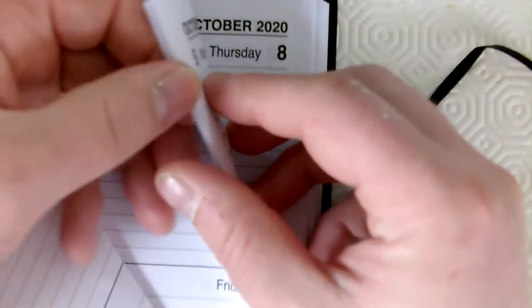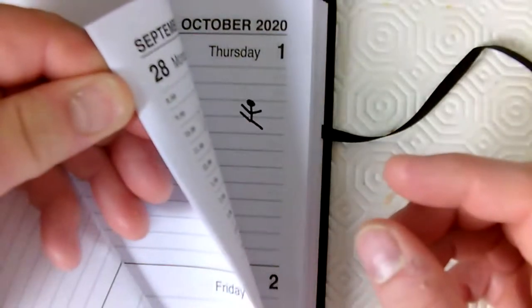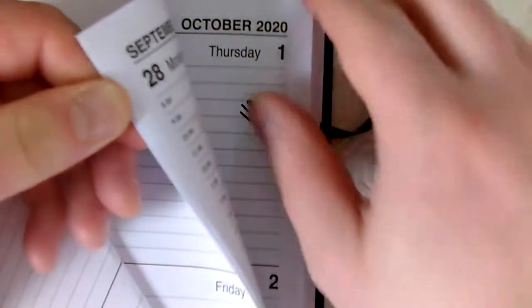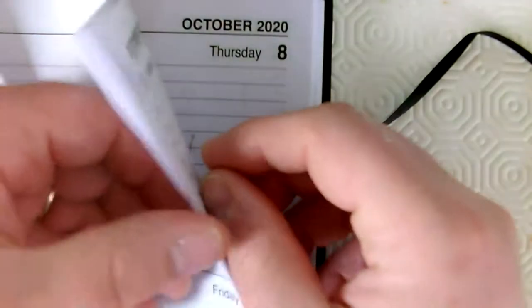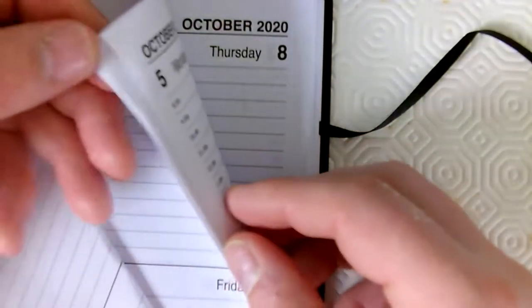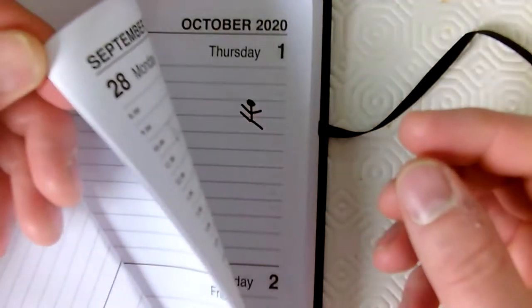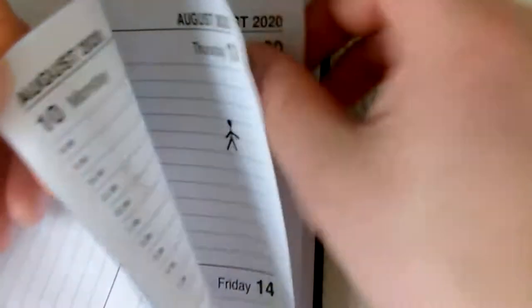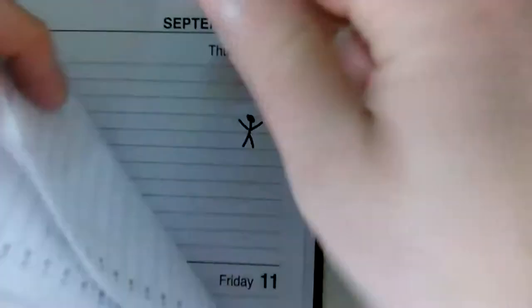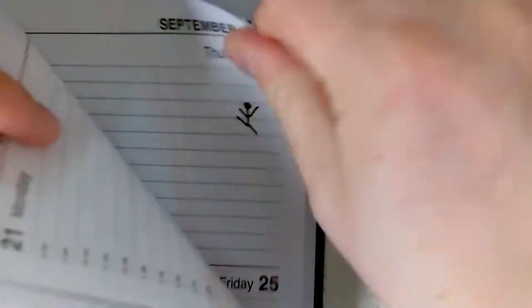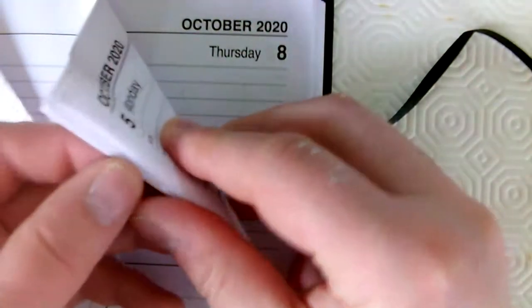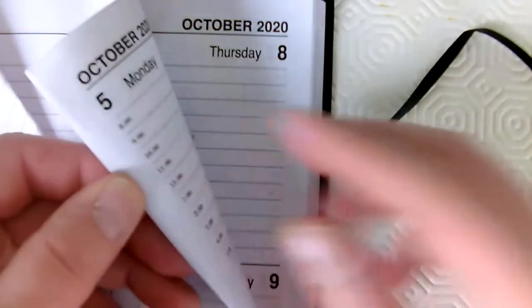Okay, so you ready? It's not flicking. Let's try it further down. Let's try it up here. I've flipped too many. It is difficult to do if you need to get it quite tight and you need to flick it.